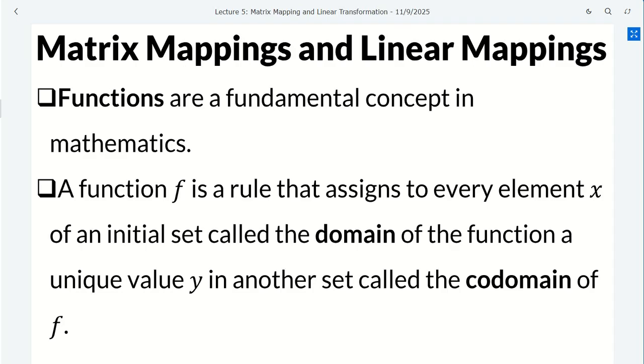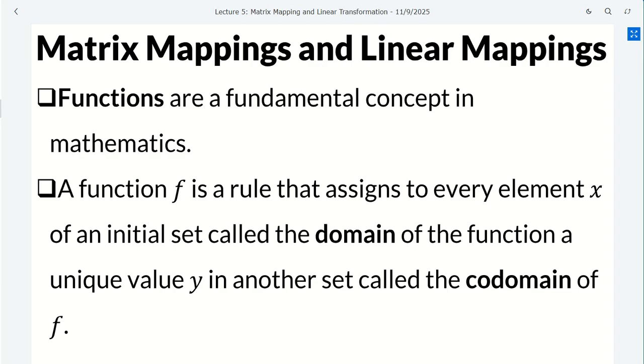The next thing is matrix mapping and linear mapping. Now this is going to be more abstract, so if you don't get it, please draw my attention. I can go back to explain it once more for you to understand.